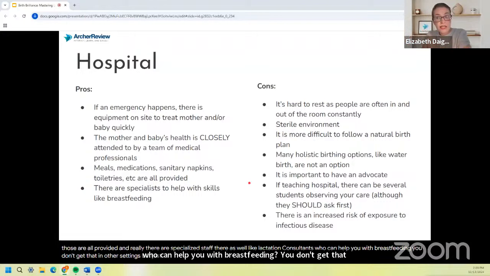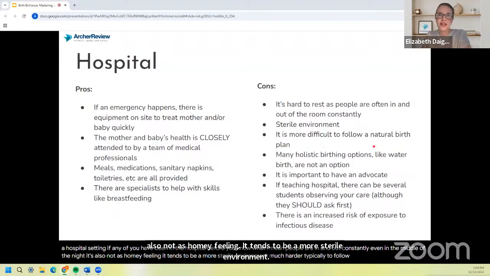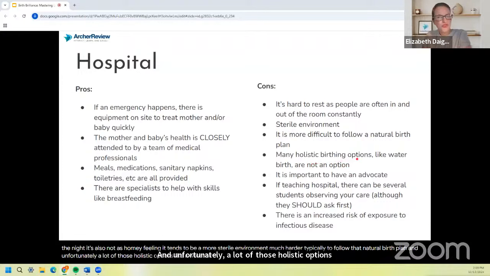But just like the other options, there are some cons that you have to consider. First of all, it's really hard to rest in a hospital setting. If any of you have been in the hospital before, you know what I mean. People are in and out constantly, even in the middle of the night. It's also not as homey feeling. It tends to be a more sterile environment, much harder typically to follow that natural birth plan. And unfortunately, a lot of those holistic options like a water birth, most hospitals do not allow those.